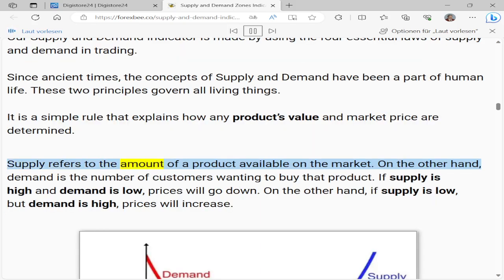Supply refers to the amount of a product available on the market. On the other hand, demand is the number of customers wanting to buy that product. If supply is high and demand is low, prices will go down. On the other hand, if supply is low but demand is high, prices will increase.